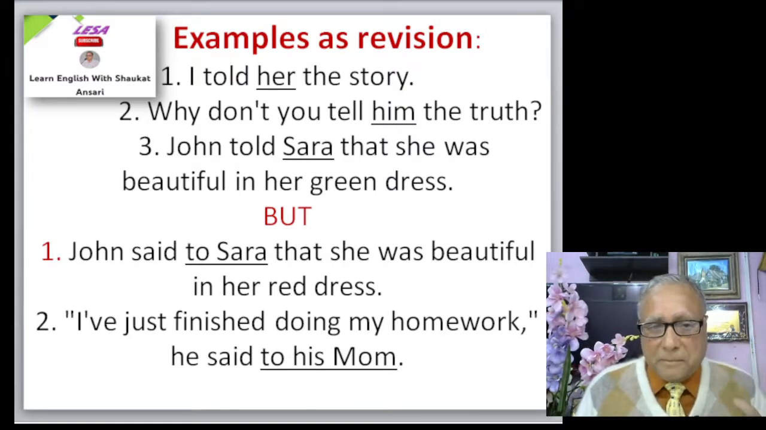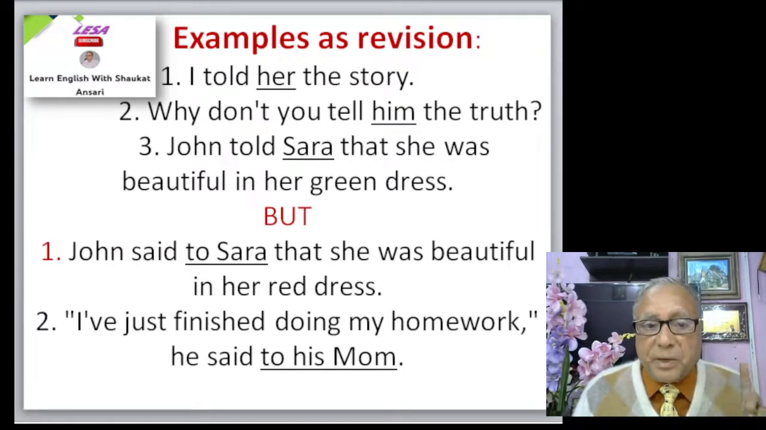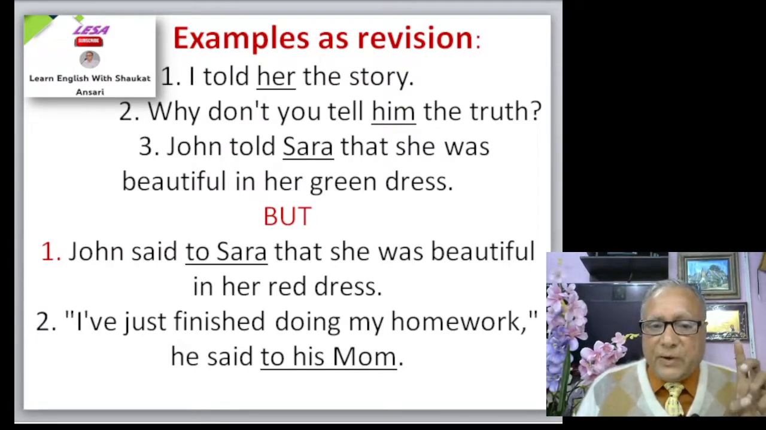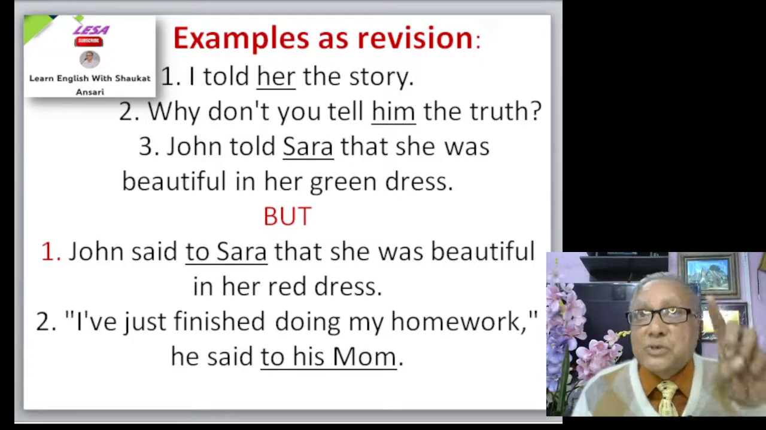Sentence number 3 is John told Sarah that she was beautiful in her green dress. Here, after told, Sarah is an indirect object. But if you wish to use an indirect object after said, it means you have to add to. John said to Sarah that she was beautiful in her dress. Said to Sarah.